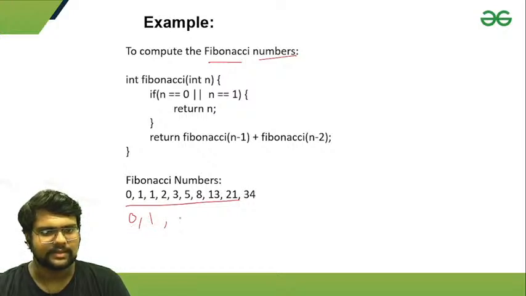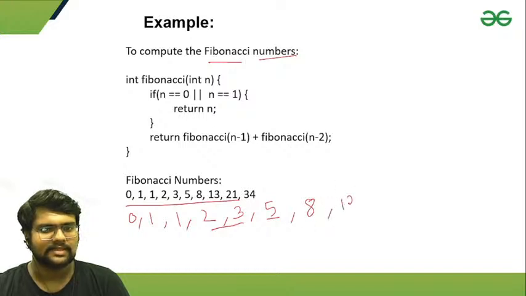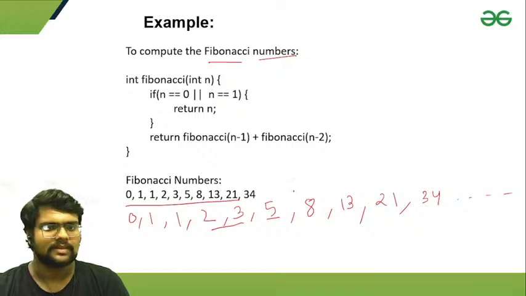So we have 0 and 1, so it will be 1; 1 and 1, so it will be 2; 1 and 2, so it will be 3; then 2 and 3, then it will be 5. The current number will be the sum of the previous two numbers. The next number would be 5 plus 3, that is 8. Then 8 plus 5, that is 13. Then 13 plus 8, that is 21. 21 plus 13 is 34, and so on. It can move on. In this way we can generate the Fibonacci series.